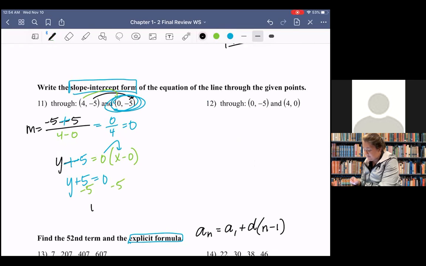So all I have to do is subtract 5 from both sides. I should end up with my answer. y equals 0 minus 5 is negative 5. So it's just a flat line at negative 5. And that makes sense because the point 4, negative 5 and the point 0, negative 5 would both be on the flat line at negative 5.